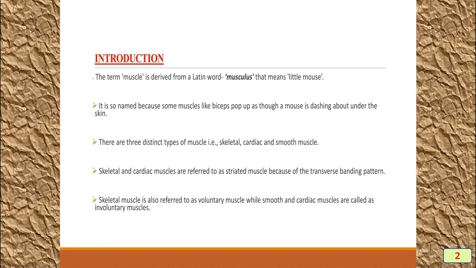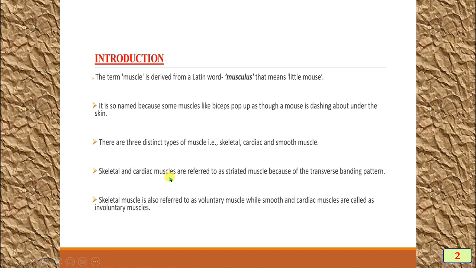So the word muscle is derived from the Latin word musculus, meaning the little mouse. It is named so because some muscles, like the biceps, pop up as a mouse dashing under the skin. And there are three distinct types of muscle: number one, skeletal muscle, cardiac muscle, and the smooth muscles.